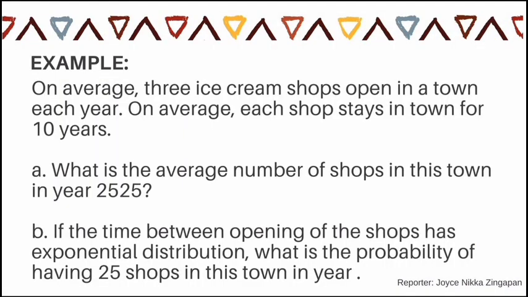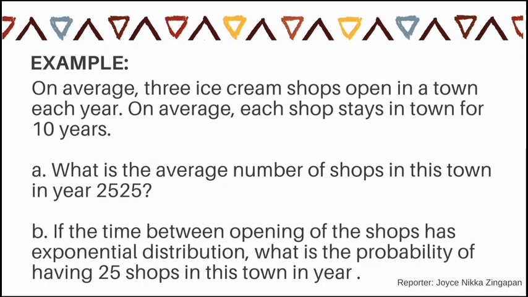So for example, on average, 3 ice cream shops open in a town each year, and on average, each shop stays in town for 10 years. The first problem: what is the average number of shops in this town in year 2025? And for the next problem, if the time between openings of the shops has exponential distribution, what is the probability of having 25 shops in this town in a year?